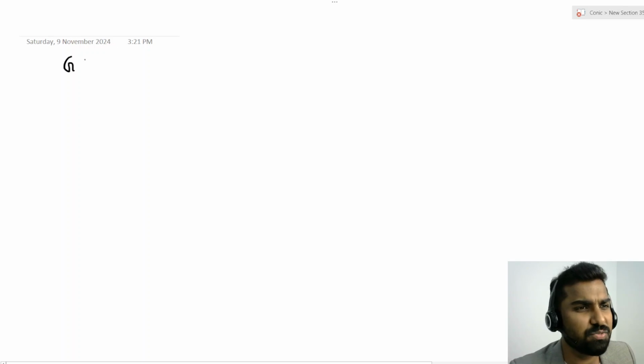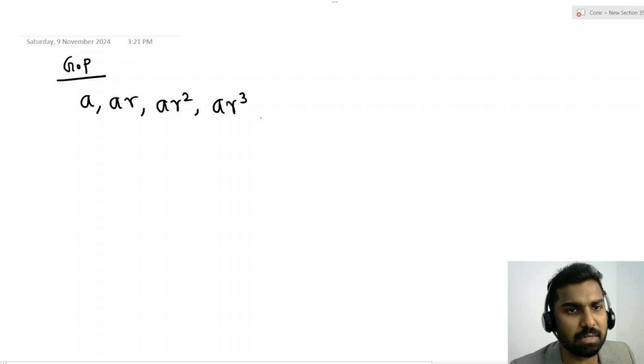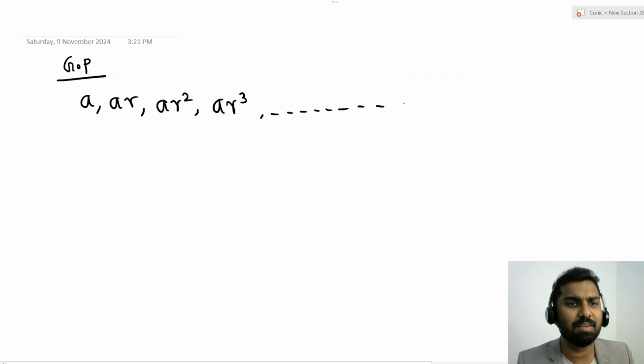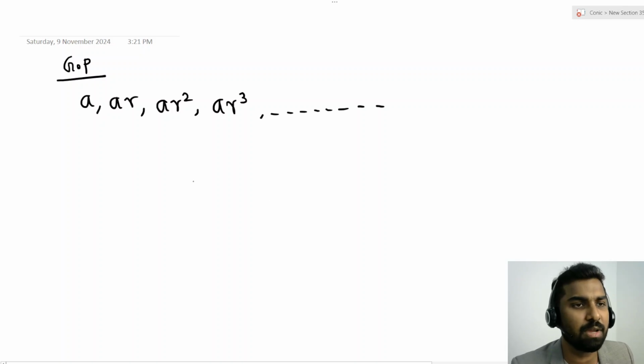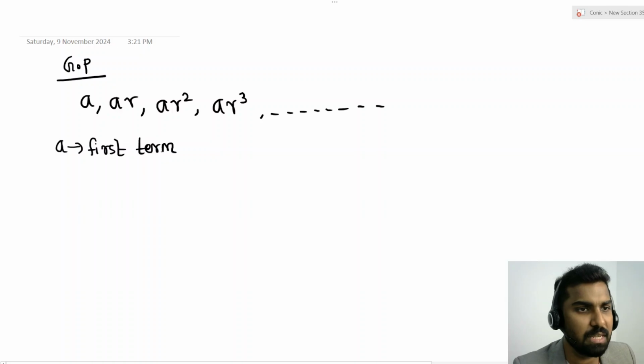GP, geometric progression, is generally represented as a, ar, ar square, ar cube, etc., up to the last term. Sometimes it will be terminating and sometimes it will continue like that. So a GP can be represented as a, ar, ar square, ar cube, ar to the power 4, etc., where a is called the first term of the GP, and r is called the common ratio.